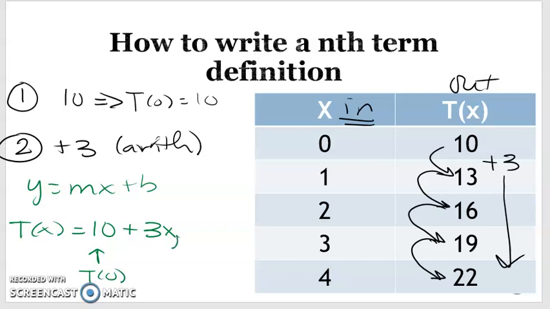But we need to state when we start to do this equation. This is where that 0 or that first input comes in. Because now we say that this function works as long as our input, which we said was x, is greater than or equal to 0. And this, sports fans, is the nth term definition we were looking for.